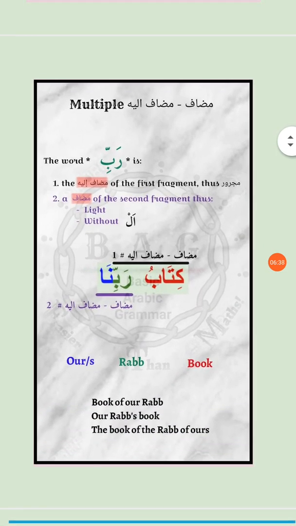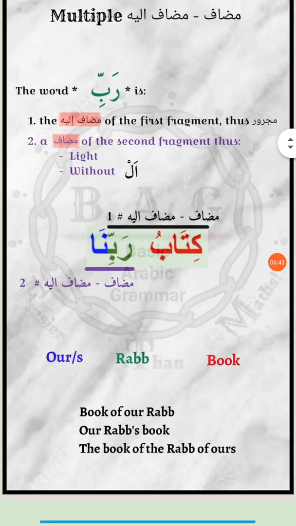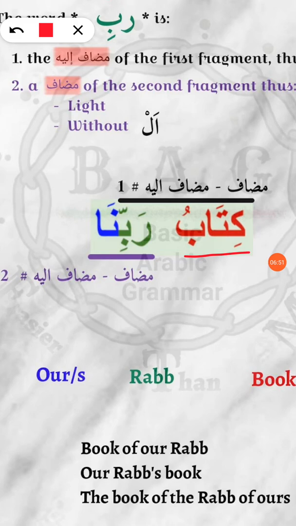Okay, next example. Let's try one with a pronoun. What do we have here? Kitabu Rabbina. Kitabu, light, ism without al. Next ism, jar, right? So of course we don't need anyone telling us that this is a Muzaaf Ilaih combination, a fragment. Kitabu Rabbi. And how do we translate this? Kitab of Rabb.